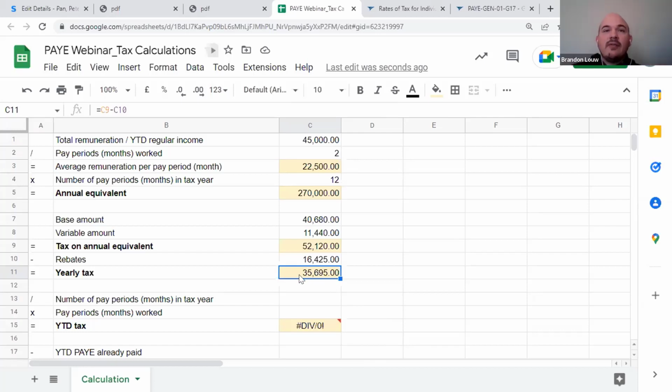So remember, this 35,695 is just a projected tax based on the annual equivalent. If you as an employee were to earn the 270,000 for the year, you would pay 35,695 Rand in tax, taking into account the rebate. But remember, we're dealing with pay as you earn. So we only pay tax as we earn, and we haven't earned 270,000 Rand for the year yet.